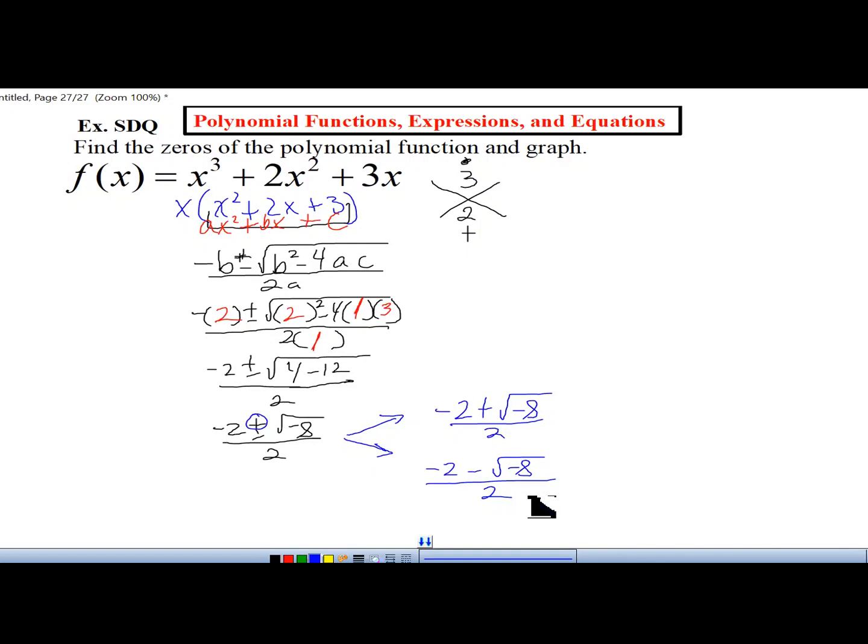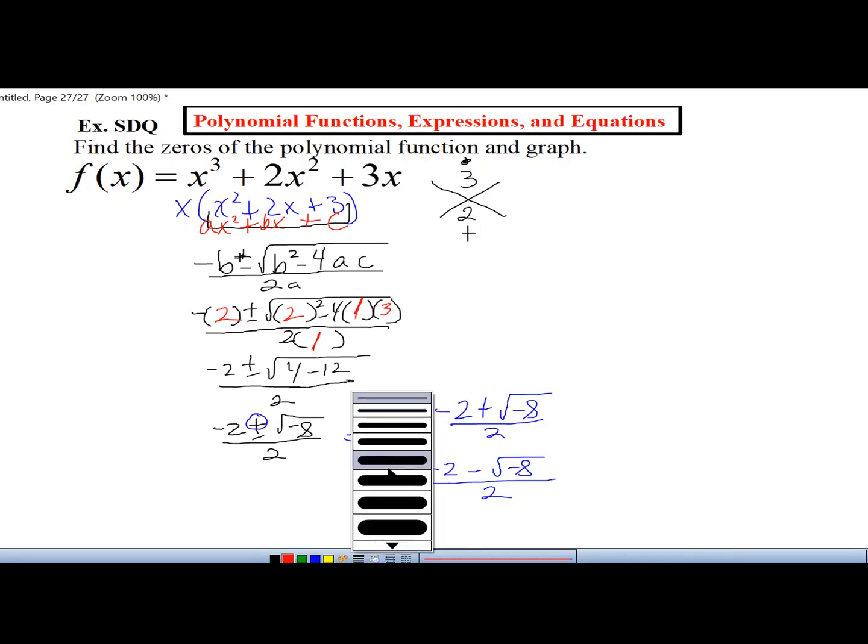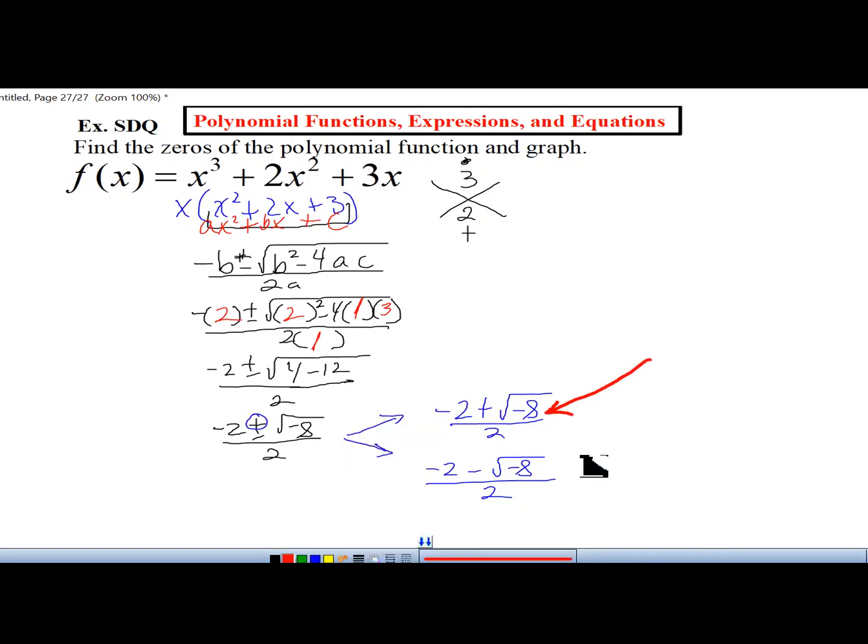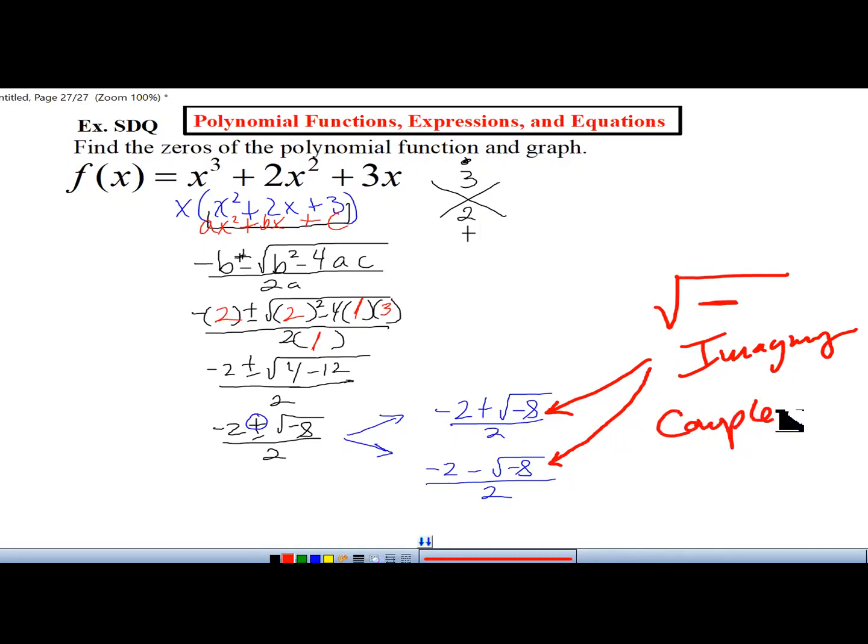All right. Question. Look up. Do you guys notice something? And I'm going to be obvious here. Yeah. It's a negative square root. What is that called whenever we have negative square roots? Imaginary, which means these cannot be graphed because these are what? Complex zeros.